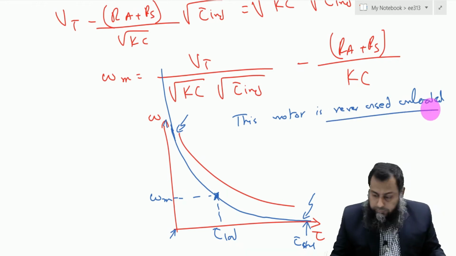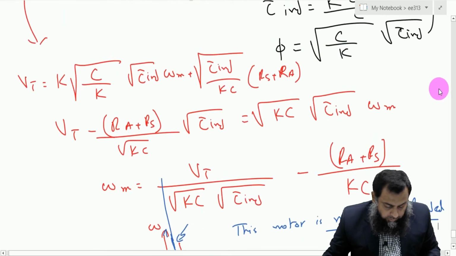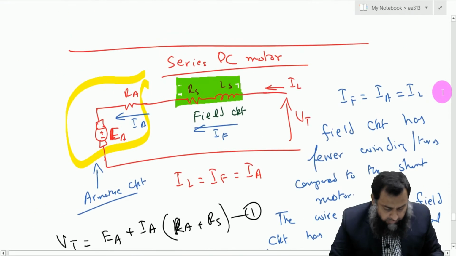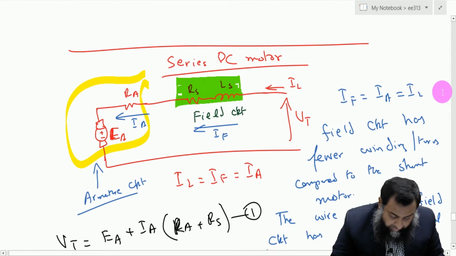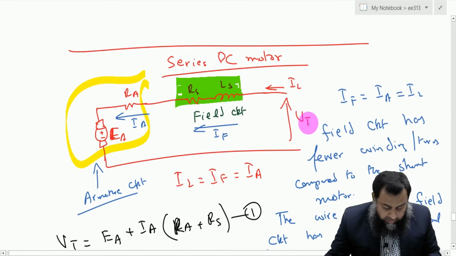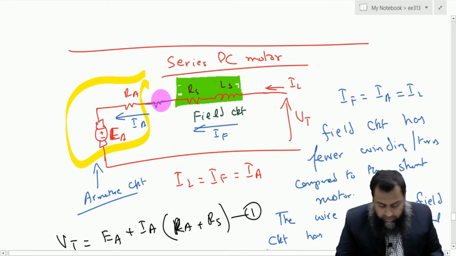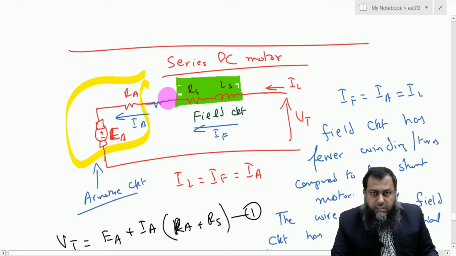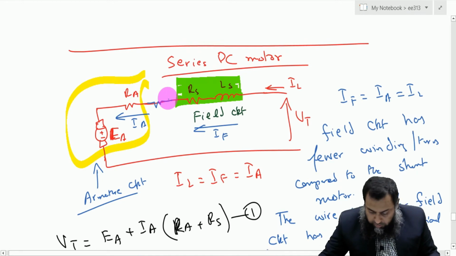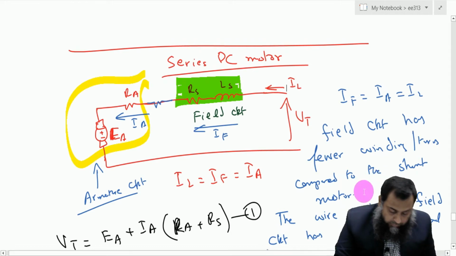So the crux here is that for this series motor, there is only one way we can control the speed of the motor, and that is by varying this Vt. We have earlier discussed that using another resistance here is physically not a feasible solution to control the speed of the motor, because adding the resistance is lossy. It will produce losses here. So we have only one method.